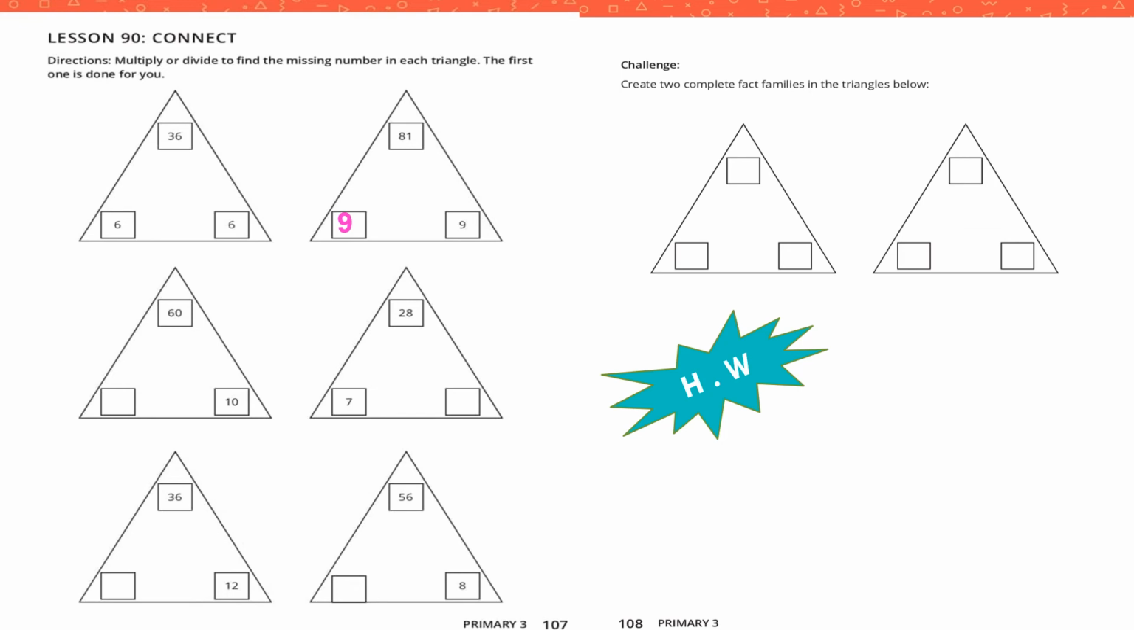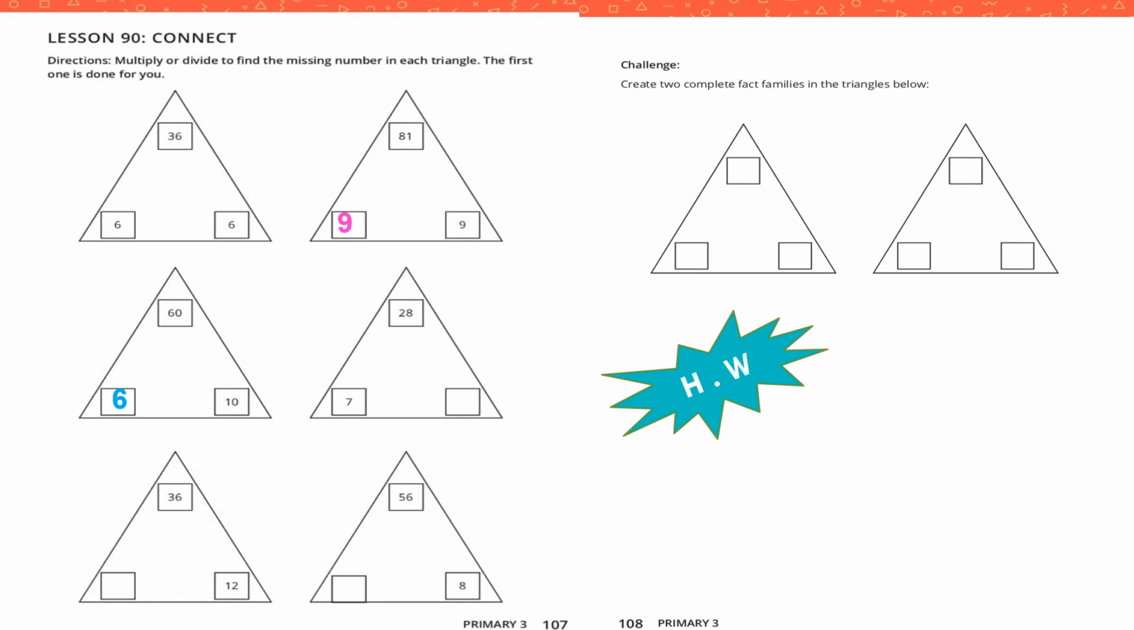So 9 times 9 equals 81. Down, the third triangle here, we have on the top 60, and 10 down as a small number, and 60 is the biggest number. And what shall we do to get the missing number here on the other side? 10 times what equals 60? Yes, 10 times 6 equals 60, to get the biggest number on the top.